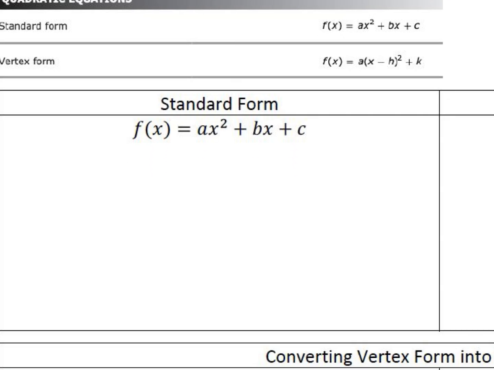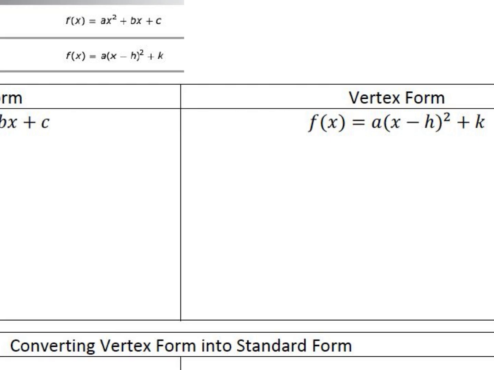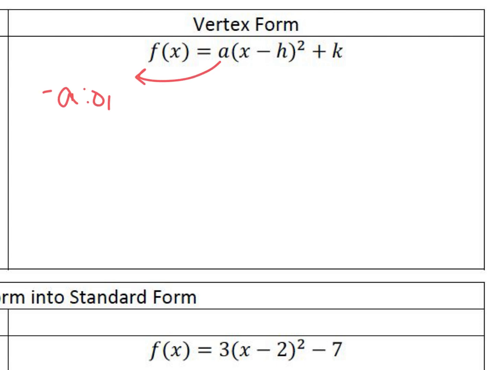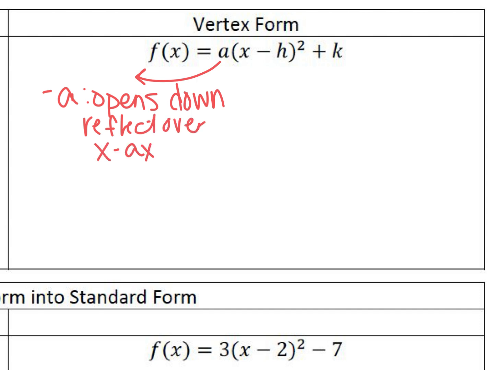Some things that we've talked about. Actually, let's do vertex form first because it's the one we're most familiar with. Different things that we've talked about: the A, right? If it's a negative, it's going to open down, which will cause us to have a maximum, okay? You might also see this as reflect over the x-axis.